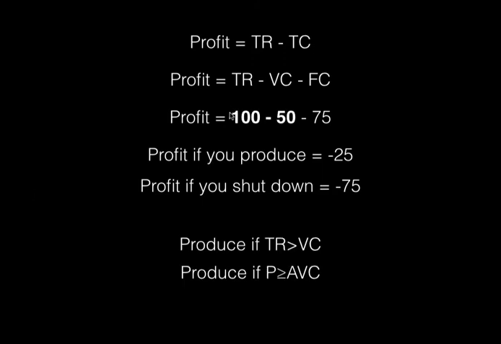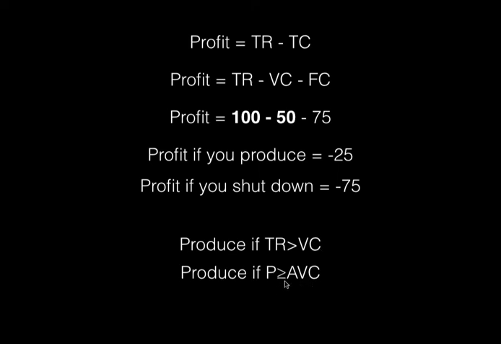Basically the condition that needs to hold is that if total revenue is greater than variable cost, then it makes sense to produce. We're looking at everything in terms of per unit, so I just divided by quantity. Total revenue divided by quantity is the price, or per unit revenue, average revenue, and per unit variable cost is our average variable cost.